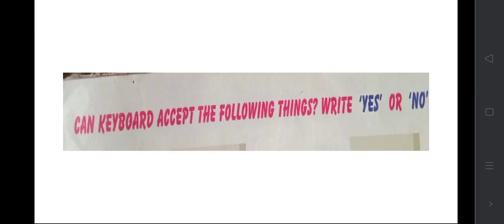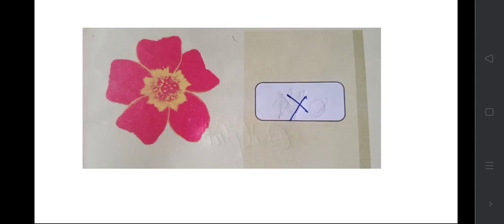In this exercise you are going to say what the computer will accept. Can the keyboard accept the following things? Write yes or no. What and all the computer will accept, that is what we are going to learn. See here, there is a beautiful flower, isn't it? Do you think the computer keyboard will accept this? No, it will not accept.